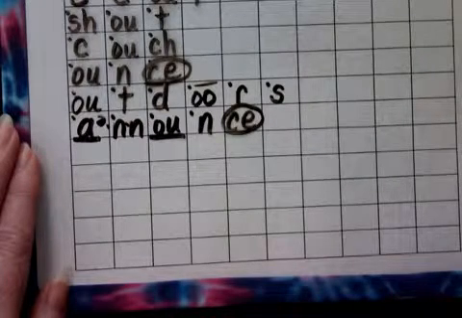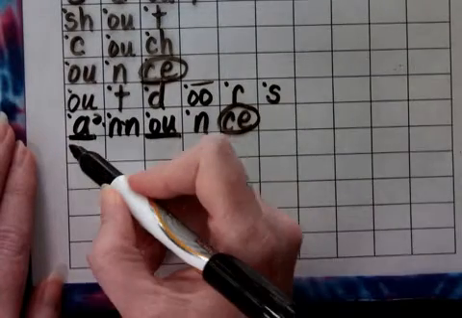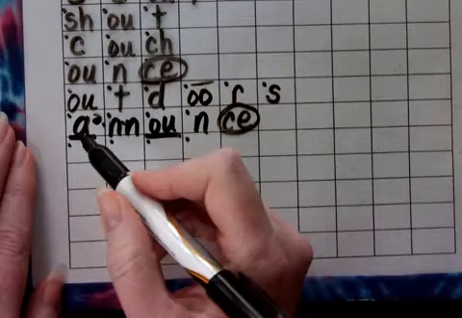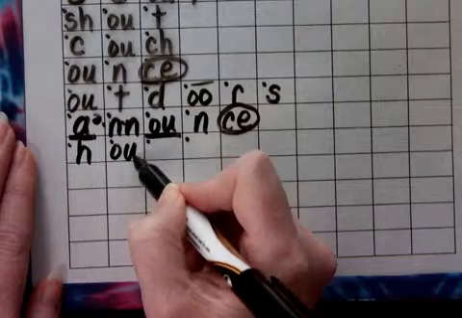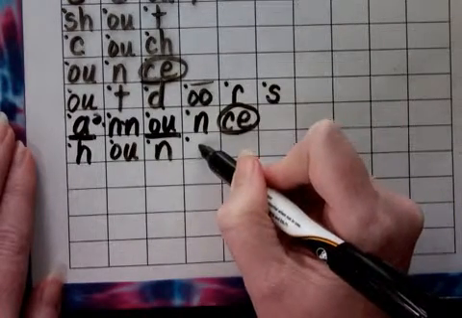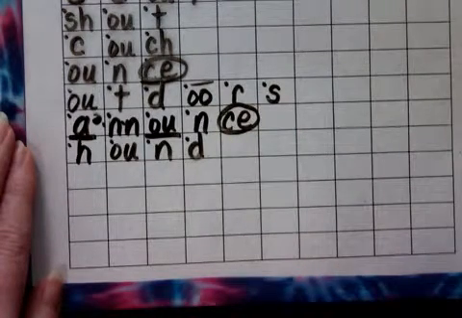The next word is hound. I bought a hound dog. Hound. Ow, d. The first sound is ow, d. Drum, bubble comes first, up to the top, down and bump. Hound.